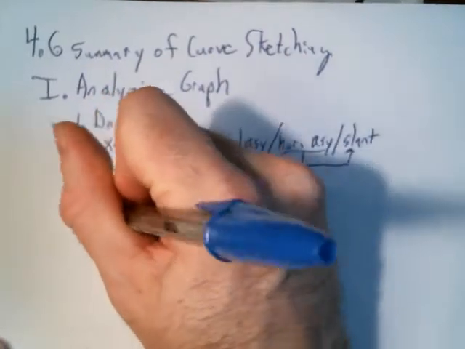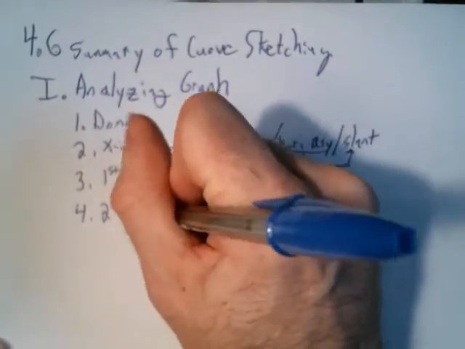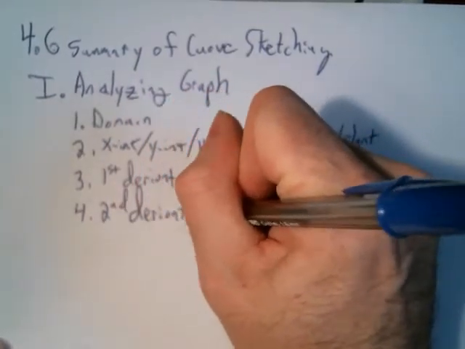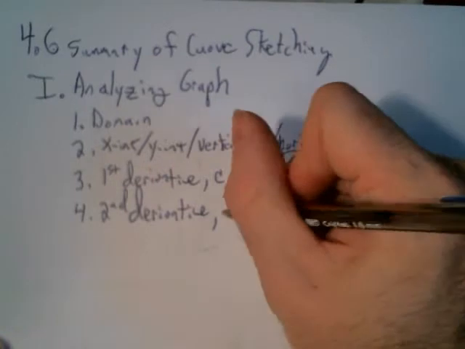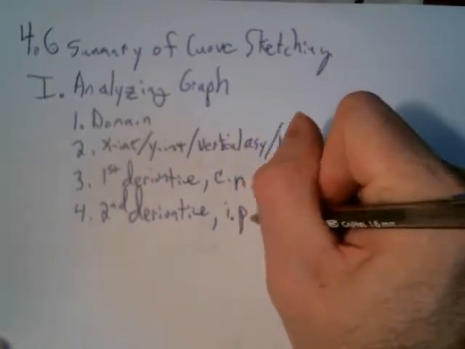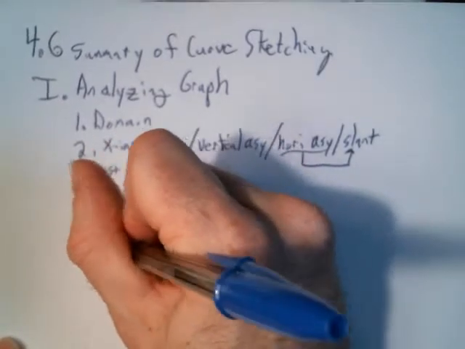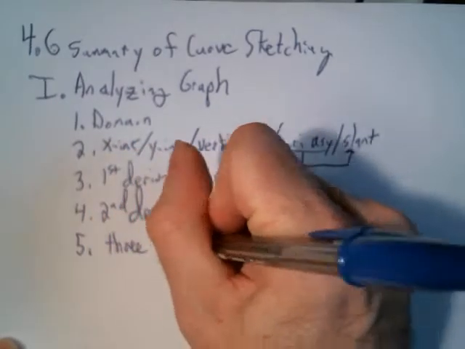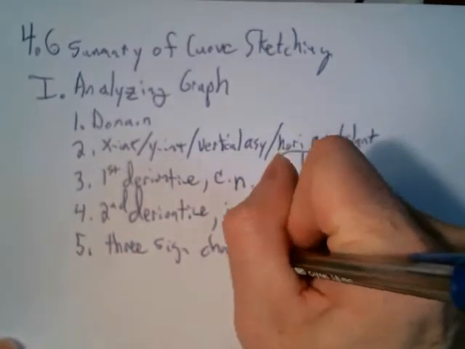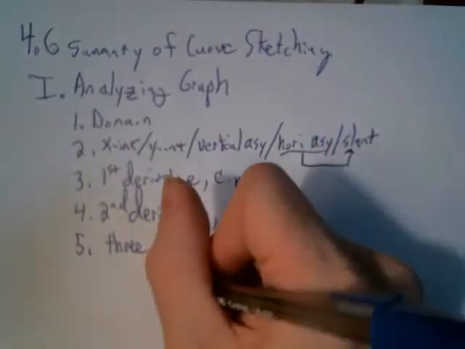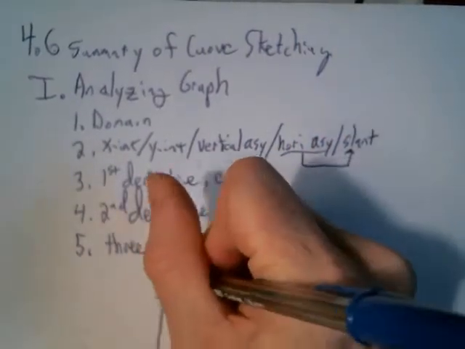And then get the second derivative with all your potential inflection points. And then I would want to see 3 sign charts. And then you'll do a graph. So the graph ultimately should look something like this.